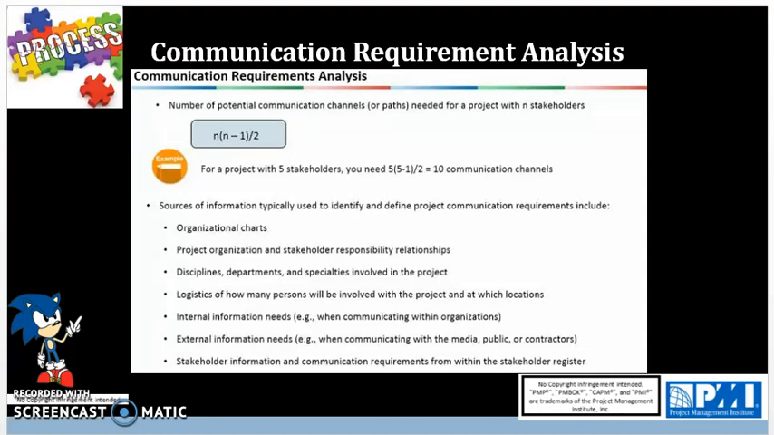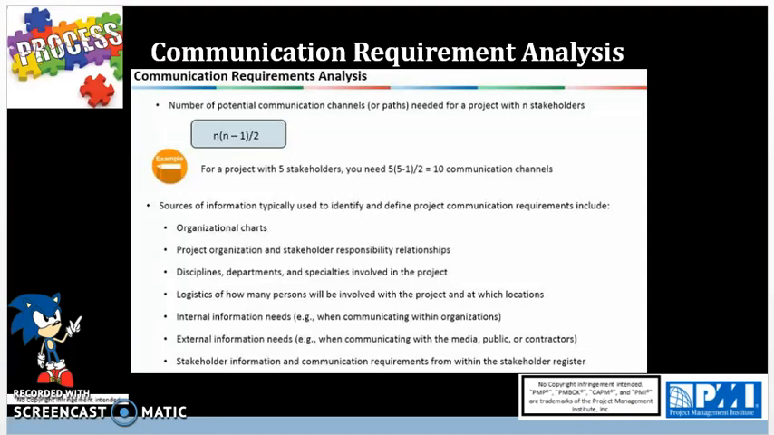The other variation of this formula is n minus 1. That is where one person has the number of channels with the rest of the group. So let's say you have 5 stakeholders that you are communicating with, then you would exclude yourself, and it would be 5 minus 1, n minus 1. So it'll be 4 channels that you are communicating with, or 4 other stakeholders. So you have 4 paths with one person. That's the other variation of the formula.